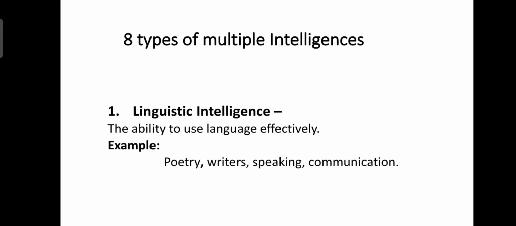The number 1 is linguistic intelligence, the ability to use language effectively. There are people who are proficient in the use of language, can speak and write, and possess knowledge about grammar and therefore are better off in oral and written communication. They are those who show greater linguistic intelligence. So the number 1, we have linguistic intelligence.